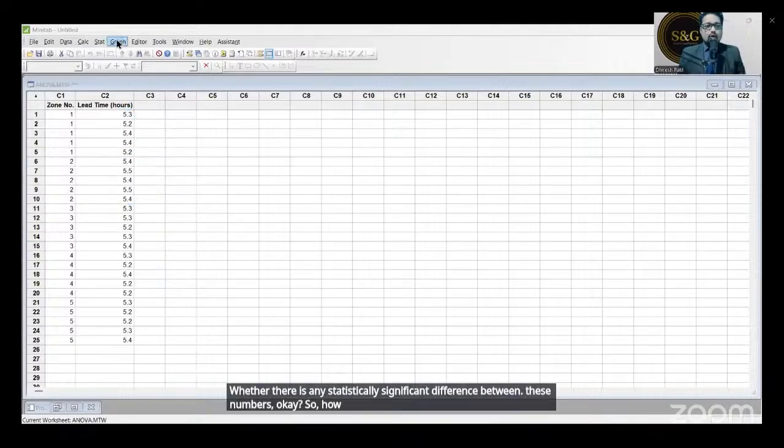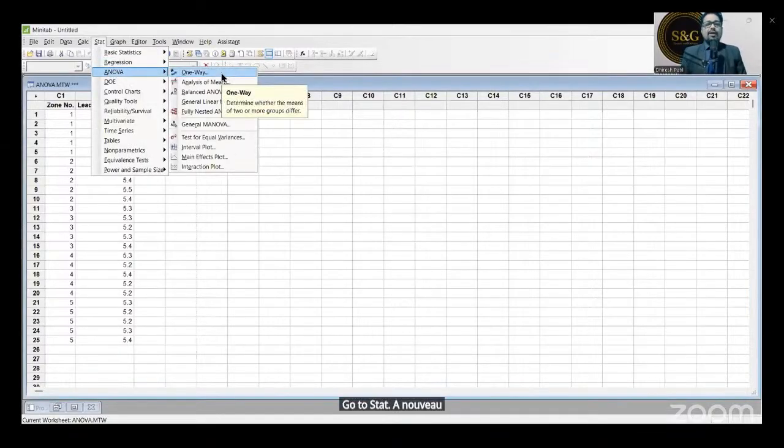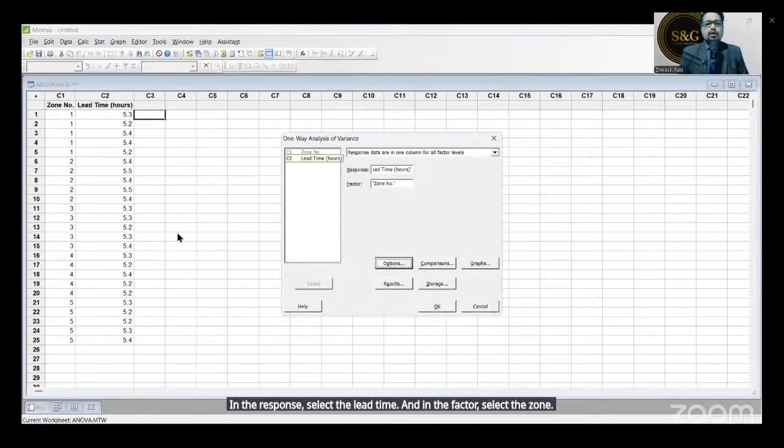So how do we do that? Go to Stat, ANOVA, one way. Everybody follow this. Stat, ANOVA, one way. Click on that. In the response, select the lead time, and in the factor, select the zone. Response में lead time को select करो, factors में zone को select करो, and just click on OK.